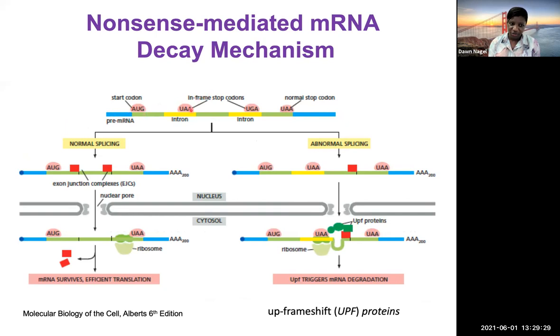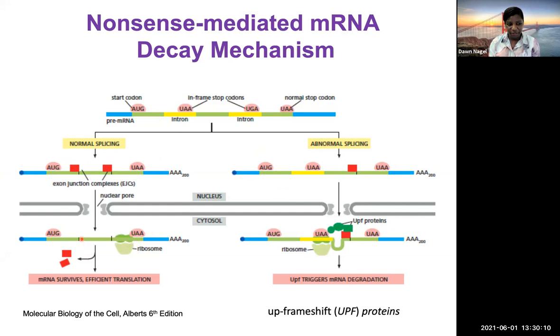Start codon, I said you can have stop codons within introns, and then you have your normal stop codon at the end of the region that's coding within your mRNA. If this is spliced properly, with normal splicing, there are these exon junction protein complexes that get attached right at these regions. You'll have proteins at the 5' cap, and proteins at your poly A tail. With abnormal splicing, this remains, and then you have this exon junction complex downstream.